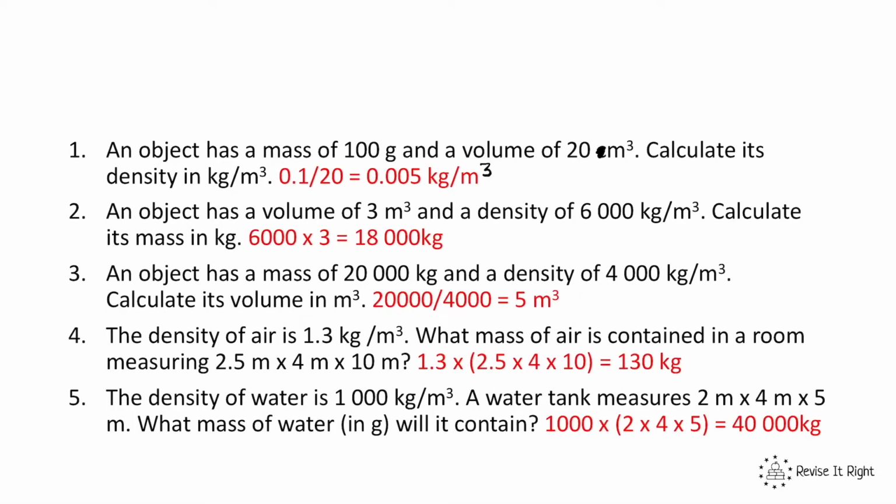So an object has a mass of 100 grams and a volume of 20 meters cubed. Calculate its density. So you should have got 0.005 kilograms per meters cubed. If you didn't, maybe you didn't convert your units. You had to obviously convert 100 grams into kilograms, which would have given you 0.1 kilogram. So 0.1 kilogram divided by the volume should have got you 0.005.